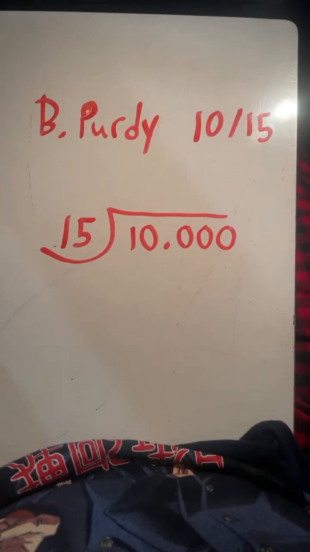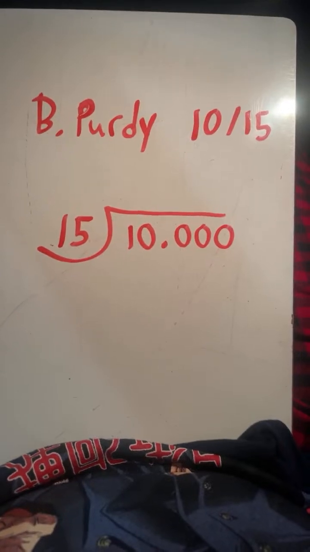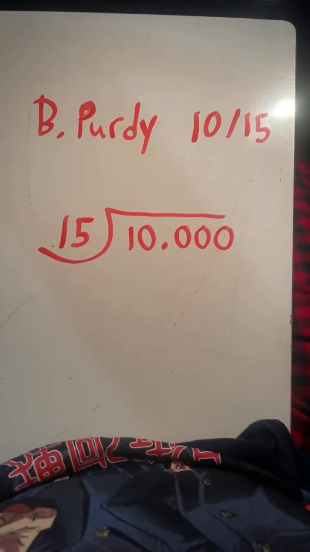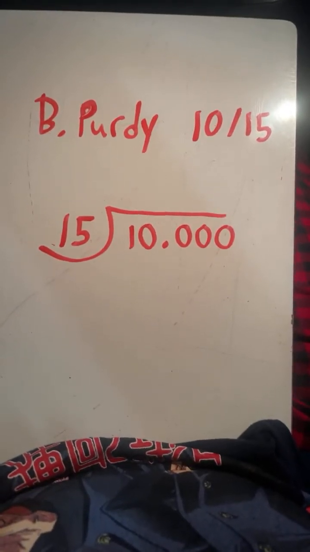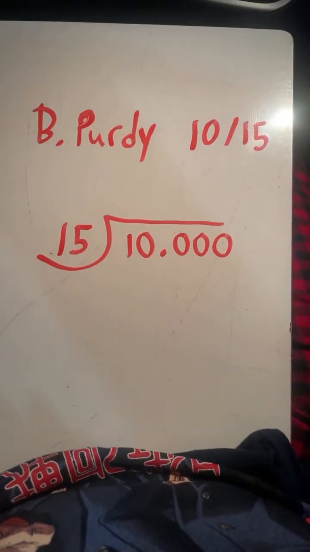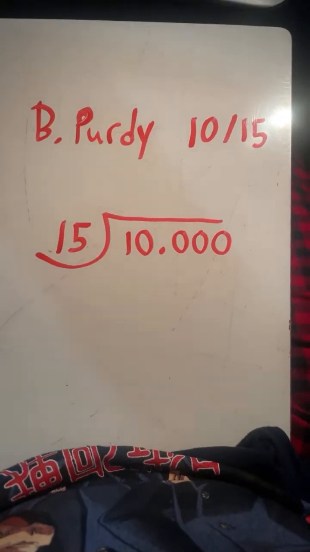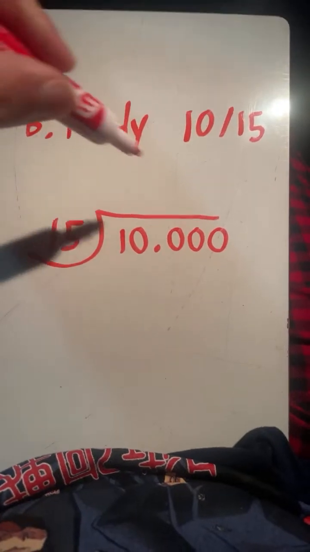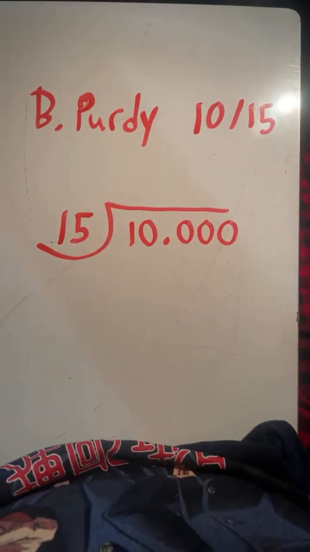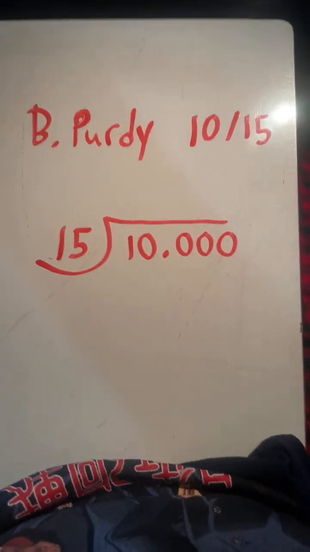Brock Purdy completed 10 out of 15 passes. So I am now going to calculate his percentage. As you know, we cannot do 10 divided by 15. So I have to add in some decimal points. So this is going to be like a division with decimals problem.